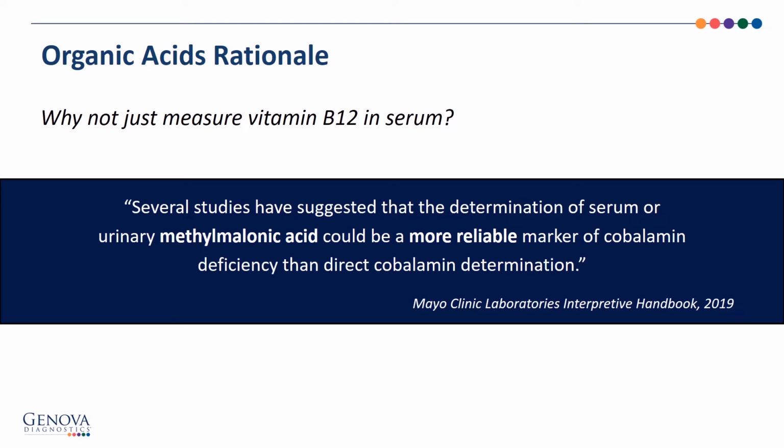Functional assessment using organic acids provides an ideal way to assess for B vitamin needs. One of these organic acids, methylmalonic acid or methylmalonate, is thought to be, by some sources, a more reliable marker of B12 deficiency than a serum B12 measurement.